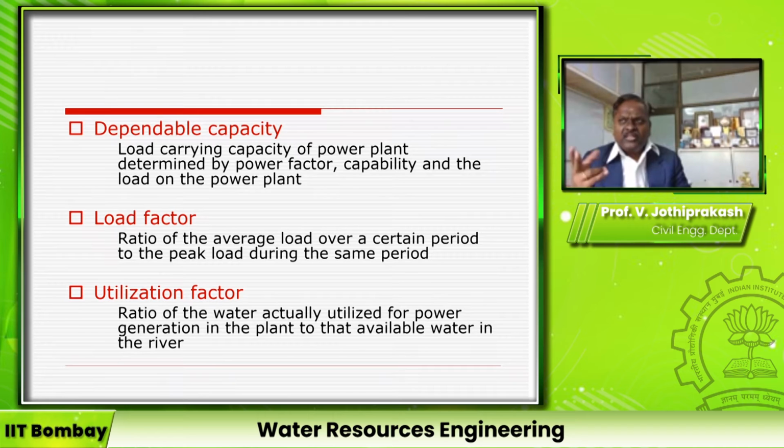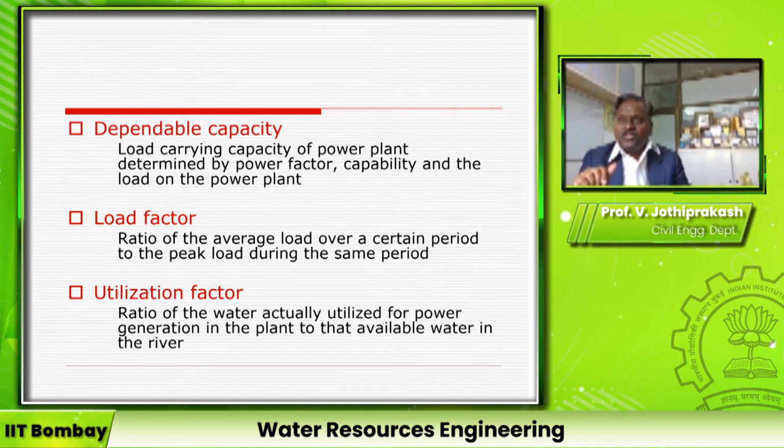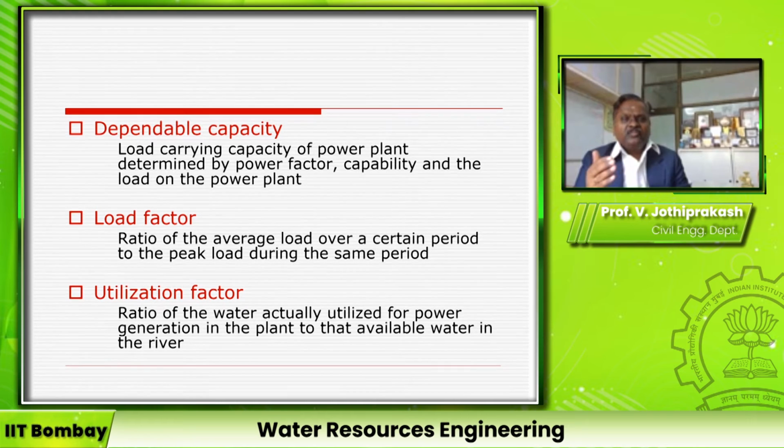So peak load is a combination of constant power from other sources and peak power. So sometimes it will be 50%, 30%, 20%. It means 20% of the total energy is the peak power.